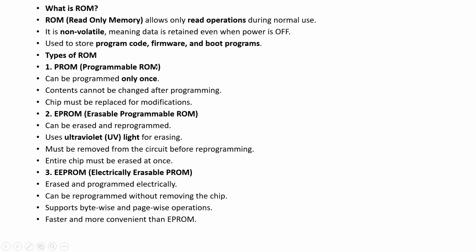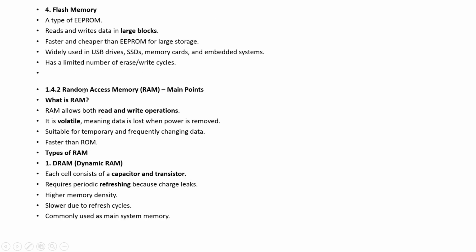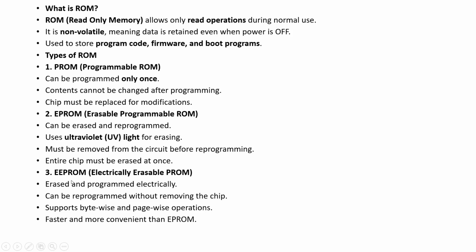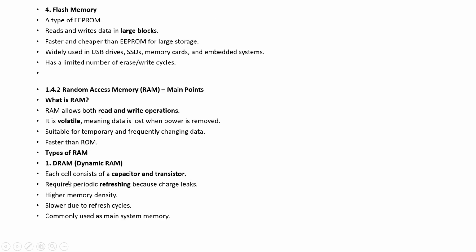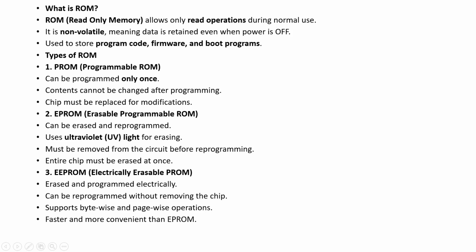Types of ROM. Basically, there are four types of ROM: PROM, EPROM, EEPROM, and flash memory. PROM means programmable ROM. It can be programmed only once. You cannot program it multiple times. Contents cannot be changed after programming. So this is a permanent program where contents cannot be changed. If you want to replace the program, the chip must be replaced for modification.